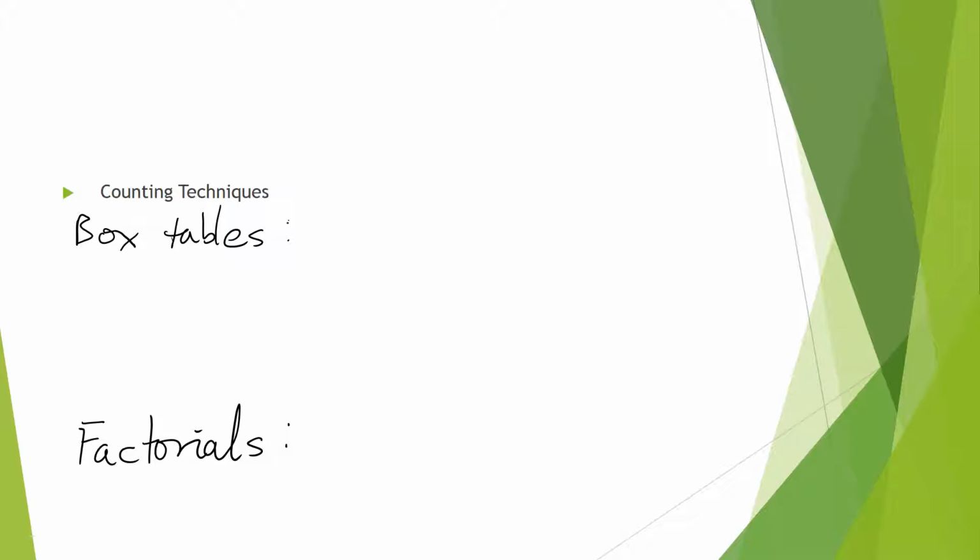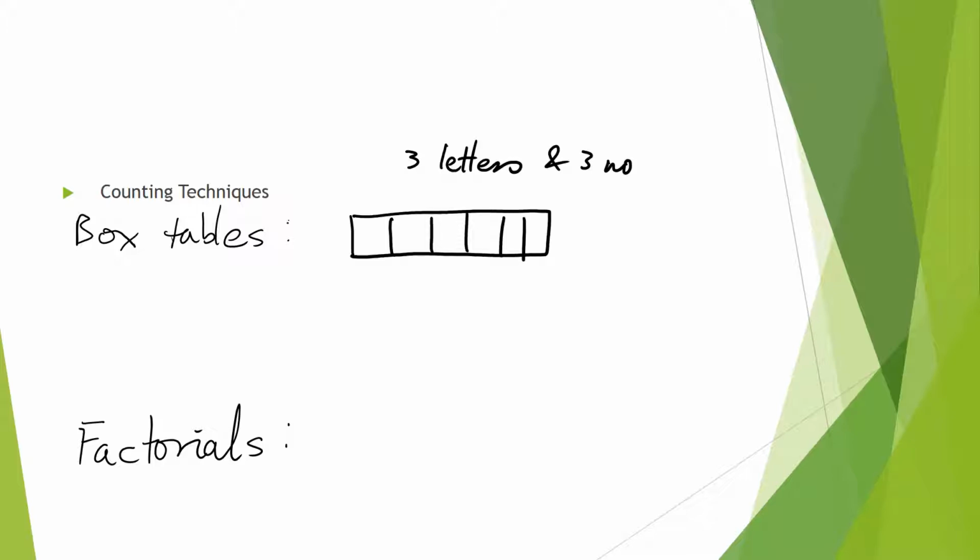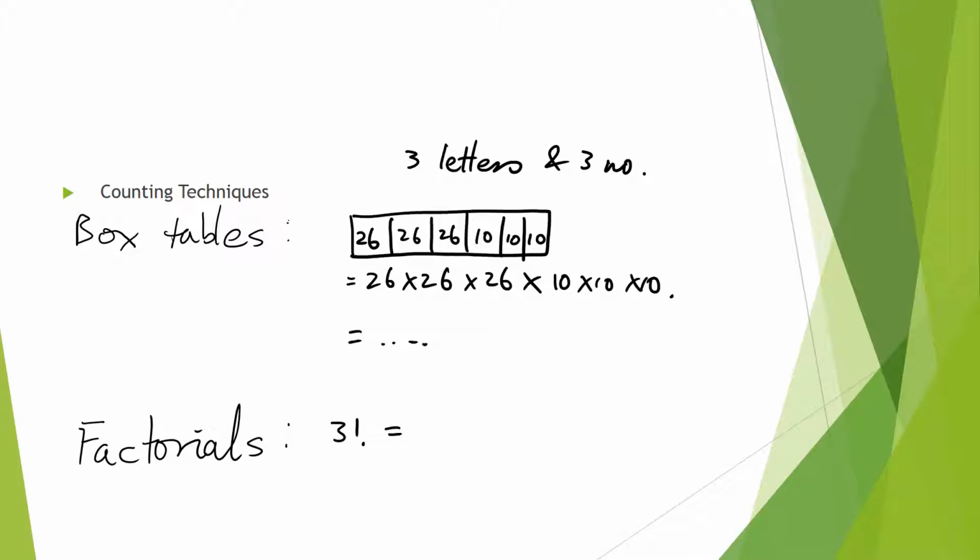Alright, counting techniques. So, box tables, remember you just draw out the boxes, showing all the different things happening. So for example, if you have license plates where you have 3 letters and 3 numbers, you would do 26 letters on each and 10 numbers on each one. Once you've done that, you just write out all the possibilities by multiplying them, finding out the number of ways to arrange them. Factorial. So remember, if you have a factorial, you keep multiplying until you get a 1. So 3 factorial, for example, would be 3 times 2 times 1.